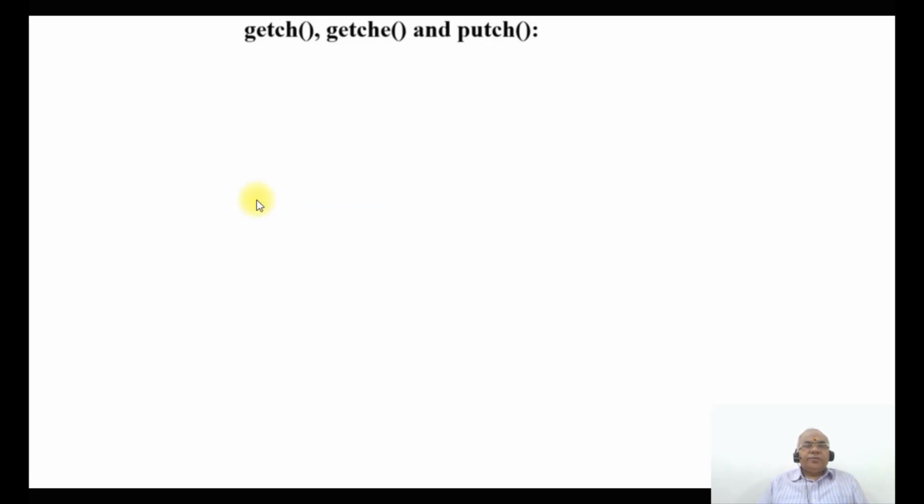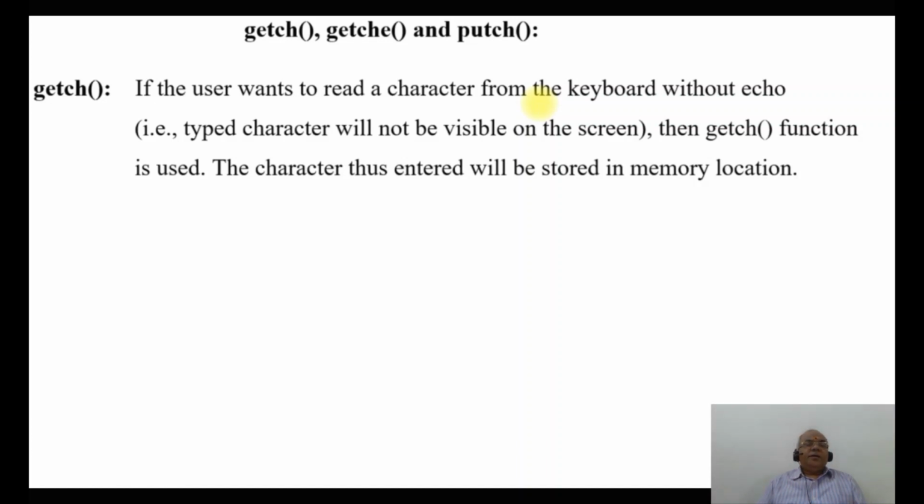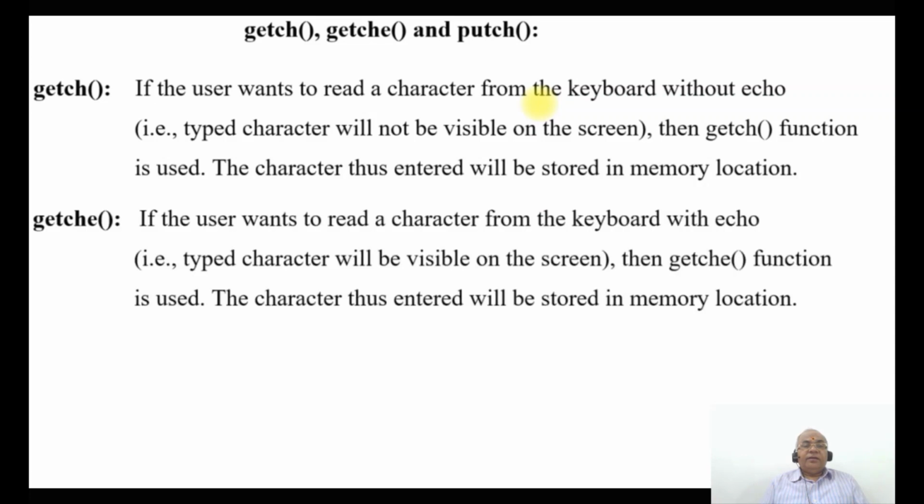Now in this video, we are going to discuss the getch, getche and putch functions. What is getch? If the user wants to read a character from the keyboard without echo, that means the typed character will not be visible on the screen, then the getch function is used. The character which was entered will be stored in the memory location.